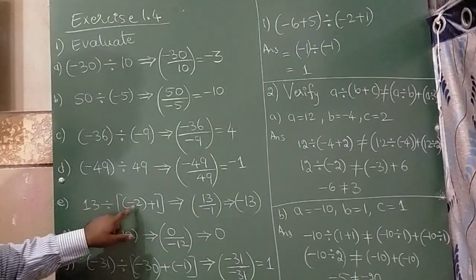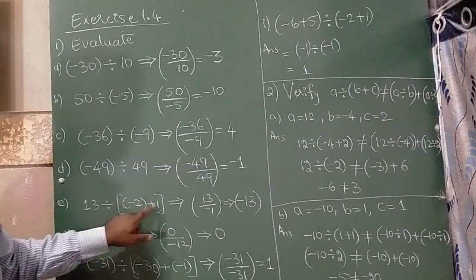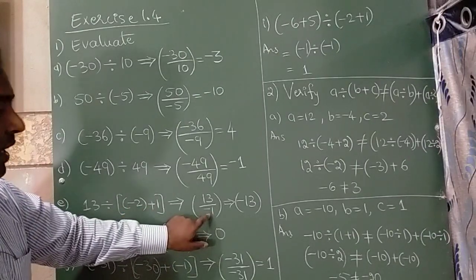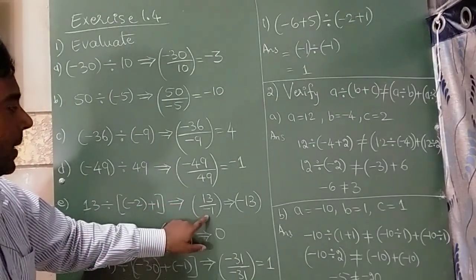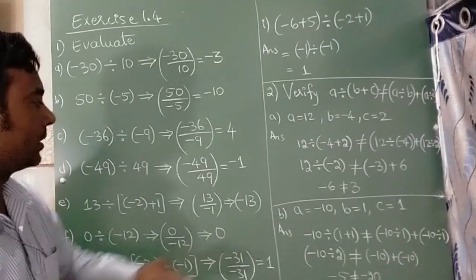So E. 13 divided by minus 2 plus 1. Minus 2 plus 1 is a minus 1. So I have written that in the denominator, and this 13 in the numerator. 13 divided by minus 1 is minus 13.